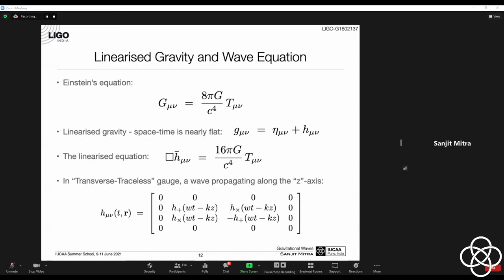Okay, t and r, you can see the question: are they local or global coordinates in this gauge? Well, I mean, they are coordinates. I don't know what exactly you mean by local. t and r represent the whole space-time coordinates. They are global coordinates.